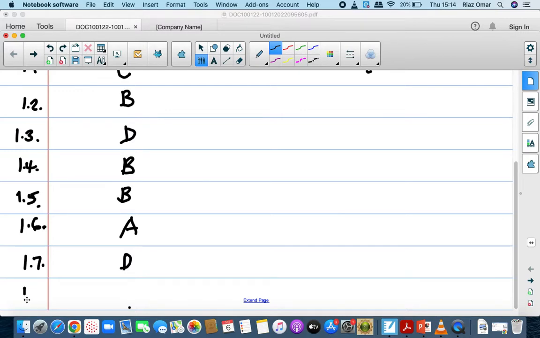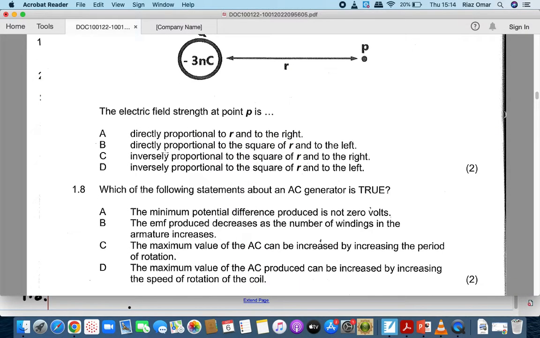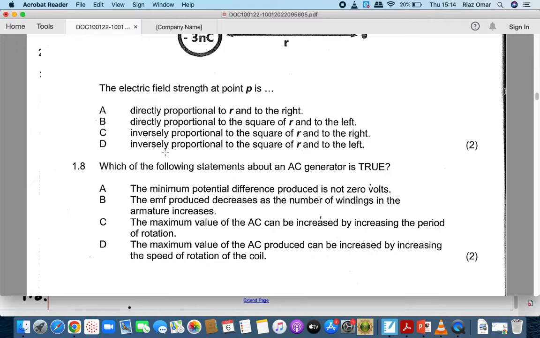Okay, let's go to 1.8. Which of the following statements about an AC generator is true? A: In an alternating current generator, the minimum potential difference produced is not 0 volts. A is wrong because at some point when it's rotating, there is a 0 volt, because of the changing voltage and current and EMF, all that.